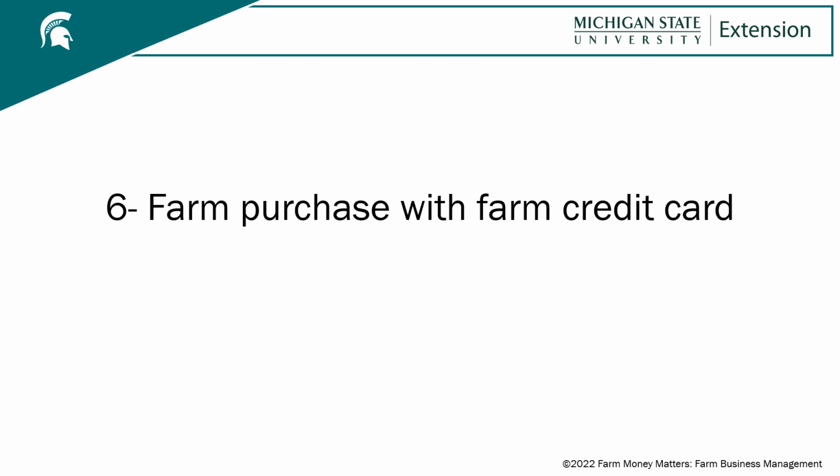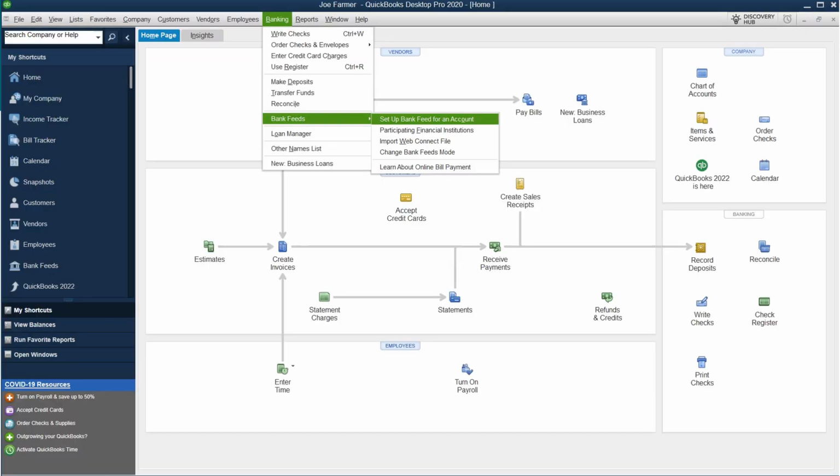Okay, our next sample transaction is a farm purchase with a farm credit card. In the QuickBooks chapter, we discussed that QuickBooks has the ability to synchronize with your bank account, automatically importing everything. You can set this up by clicking on the Set up Bank Feed for an Account option in the Banking Bank Feeds menu on QuickBooks. PC Mars does not have that feature.